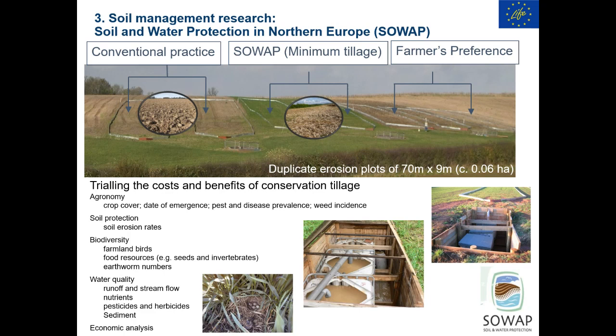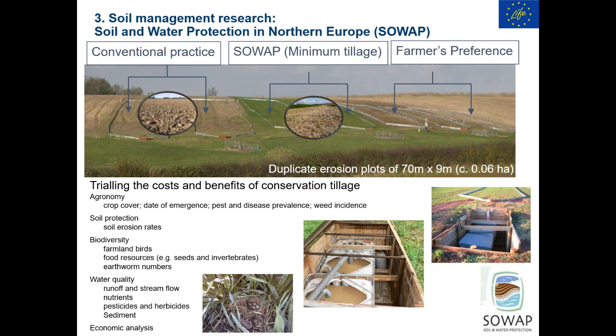So the first project I want to mention was a project that we did with a very large consortium led by Syngenta. Had 2 sites, one at the Allerton project up in Leicestershire at Loddington, the other one down in Somerset on National Trust land. And here we were looking at different intensities of cultivation and the impact it had on things like, yes, the crop agronomy, but also soil protection, erosion rates. We looked at tillage intensity on biodiversity, the water quality that was coming off those fields, and we also did an economic analysis.